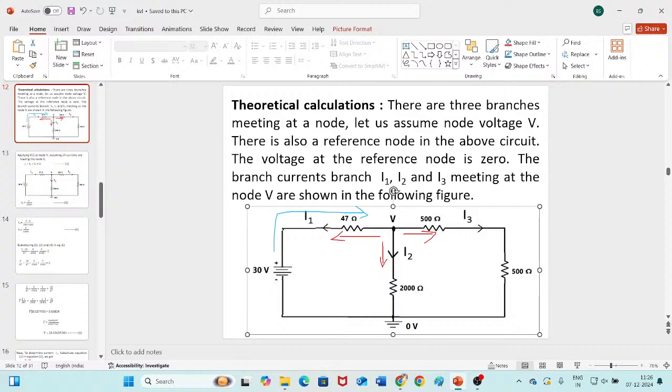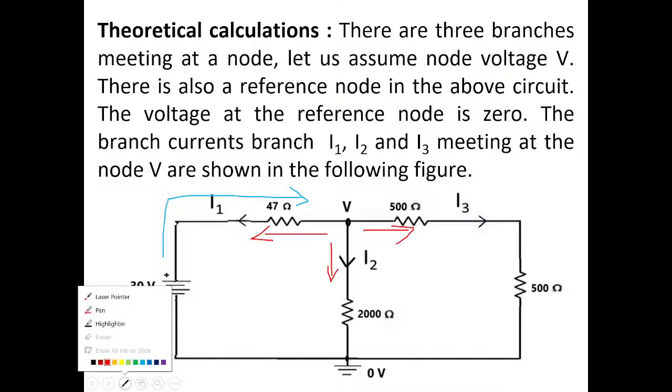Here, how many branches are there in total? You can categorize all the branches into only three branches. This is one branch, this is another branch, and this is the third branch. I'll take a laser. See, this is one branch, this is another branch, and this is another branch. Total three branches are there.